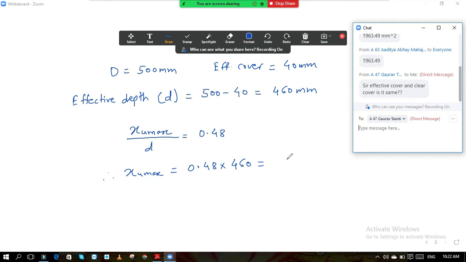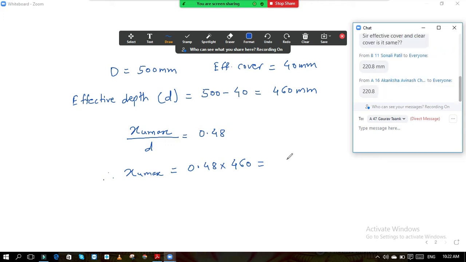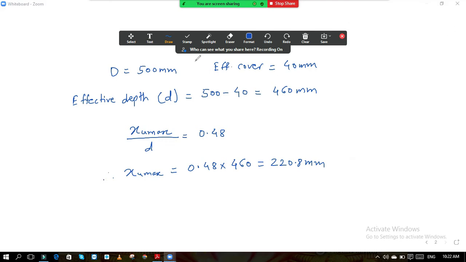So the question is, effective cover and clear cover, is it the same? Okay, so effective cover and clear cover are not the same. Effective cover is taken up to the center of the bar, the center of the reinforcement, and clear cover is taken up to the bottom of the reinforcement. Just 1 minute, I will explain it with the diagram. Let me write this answer first. So it is 220.8 mm. Now I will tell you what is the difference between effective cover and clear cover.